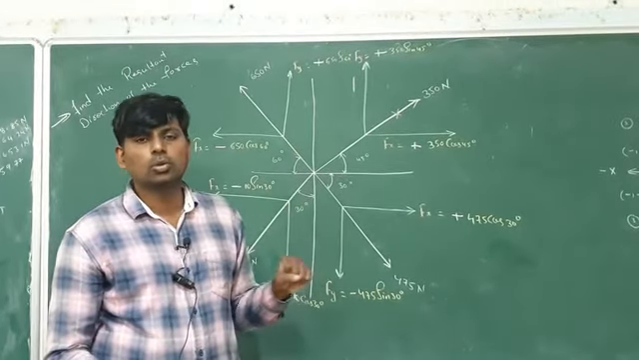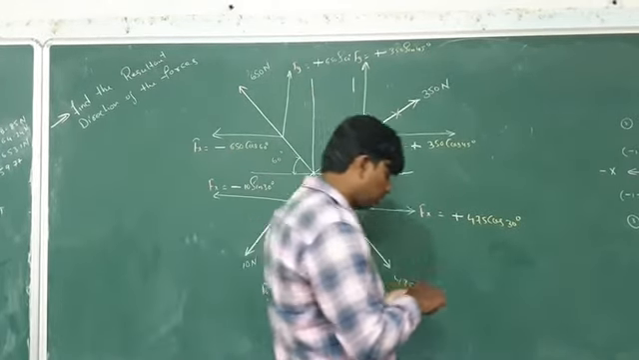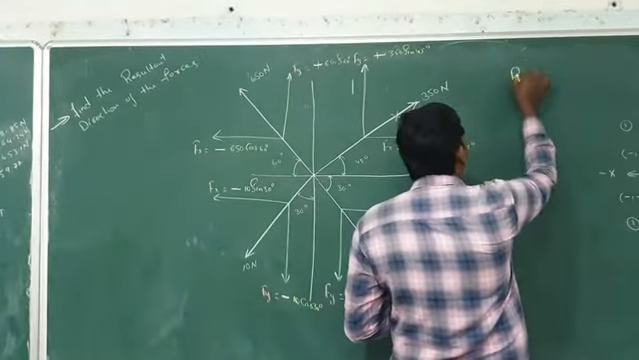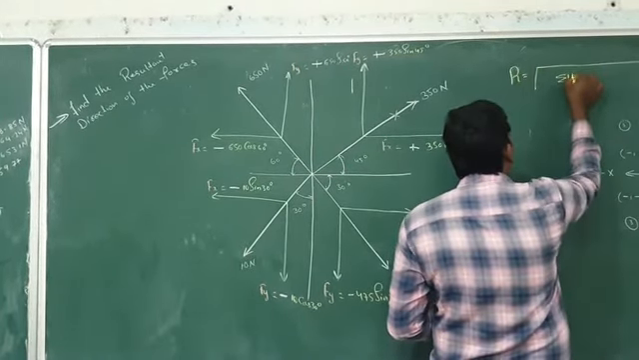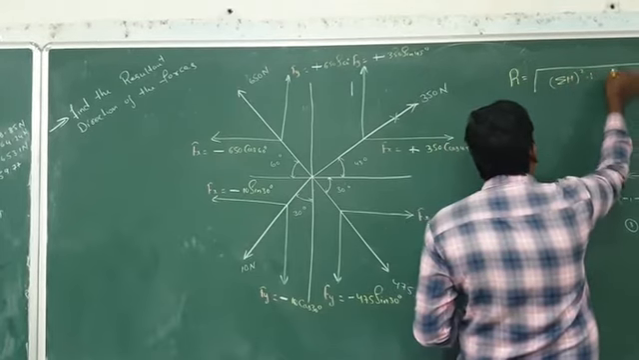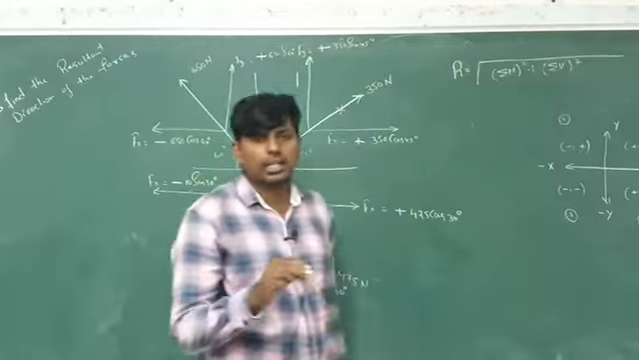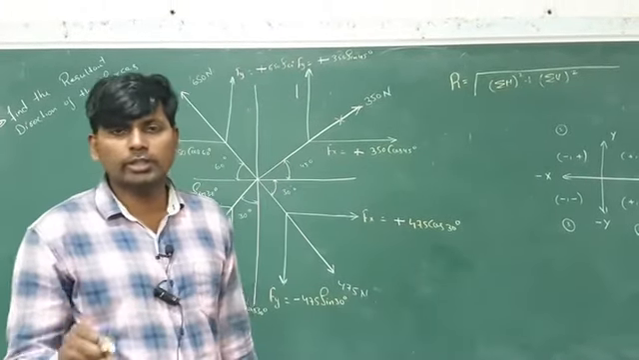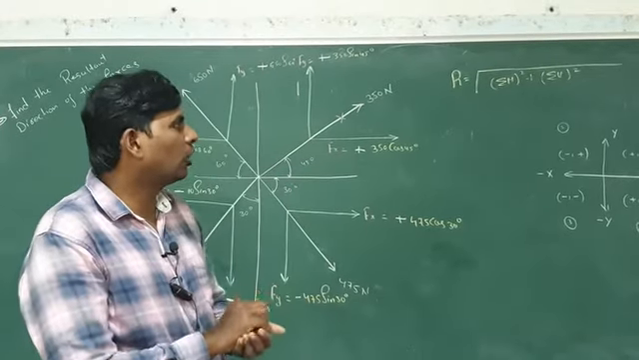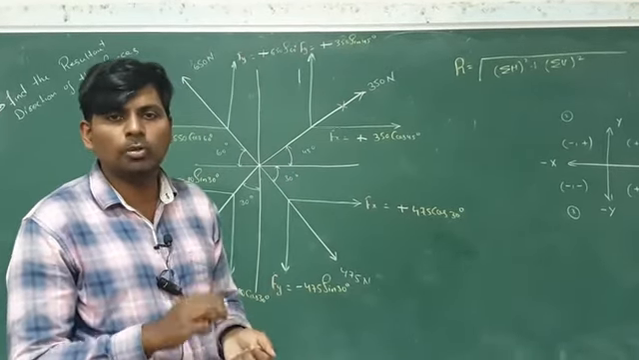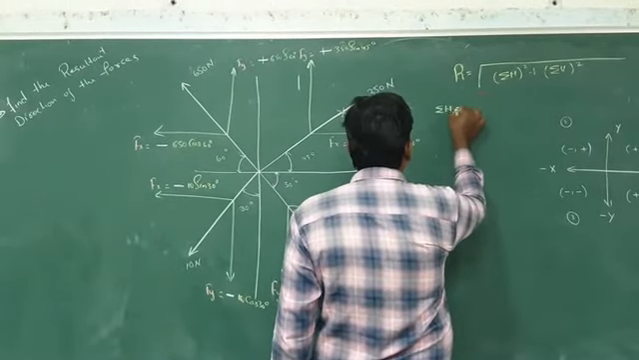After that what you have to do, you have to find out the resultant. For finding the resultant, first you have to write down this formula. The formula will be R is equal to under root of sum of horizontal forces plus sum of vertical forces. Here first you have to find out the sum of horizontal forces. How many horizontal forces are there? So first I will write here sum of horizontal forces.